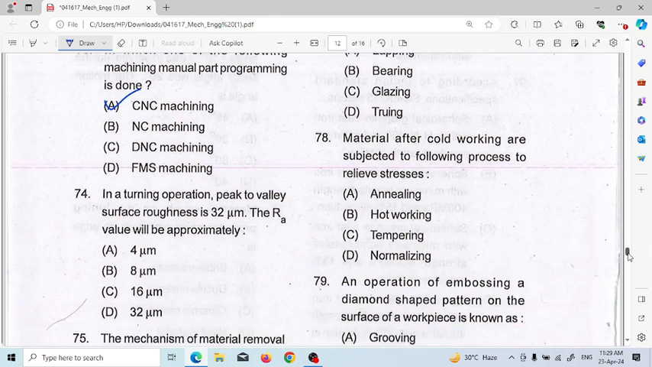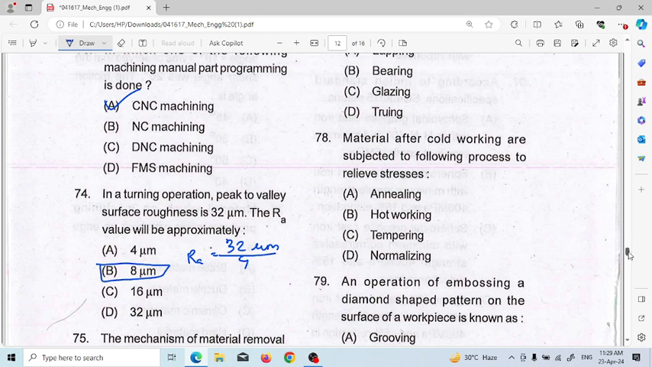Next question number 74. In a turning operation, peak to valley surface roughness is 32 micrometer. The Ra value will be approximately what? So the roughness is 32 micrometer. So the average roughness Ra value will be 32 divided by 4, which will equal 8 micrometer.